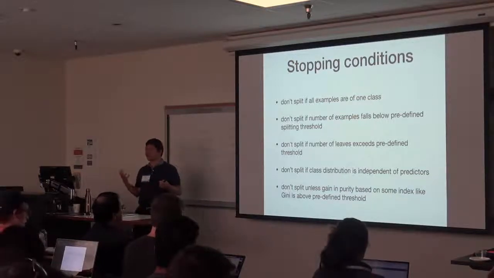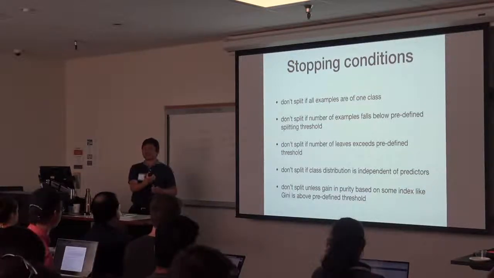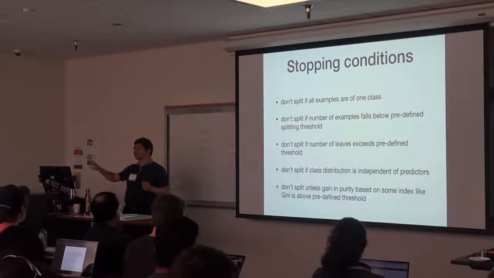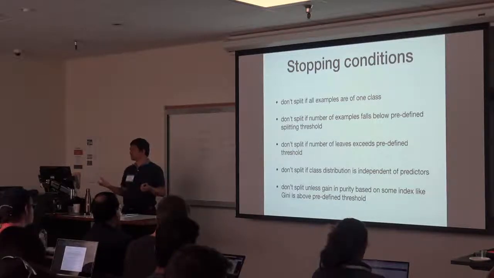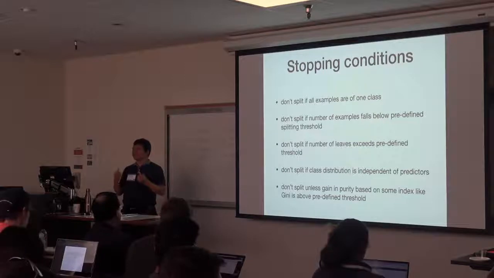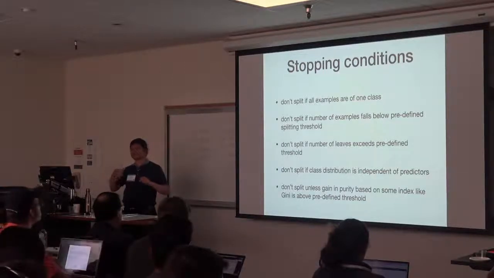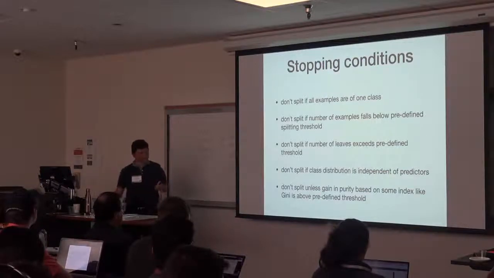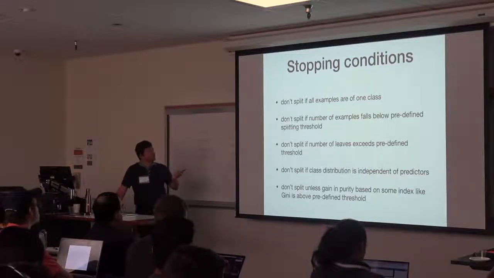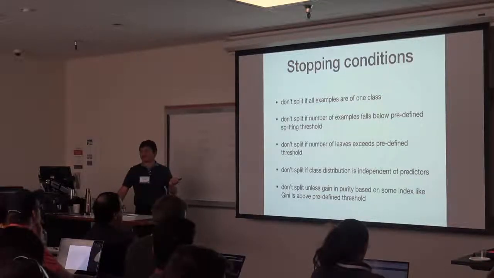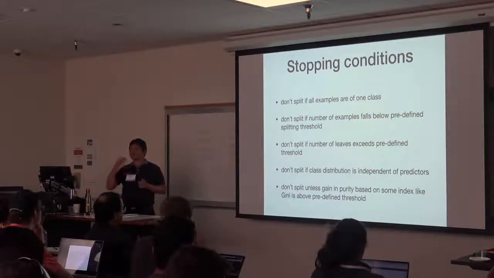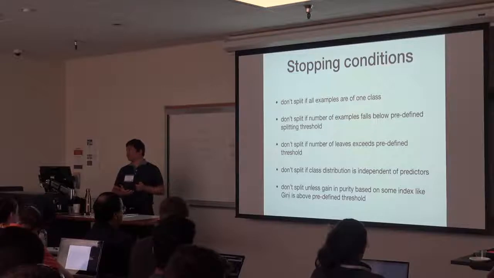For instance, if all you want is purity of one class, you don't care what happens to this class, your criteria are going to be different. Whereas if you want things to be roughly pure, they are going to be different, and that is what you need to optimize for. So you don't split if all examples are of one class, you don't split if the number of examples falls below a certain predefined splitting threshold. And again, these seem somewhat vague terms because they depend very much on the specific problem that you are trying to come up with.